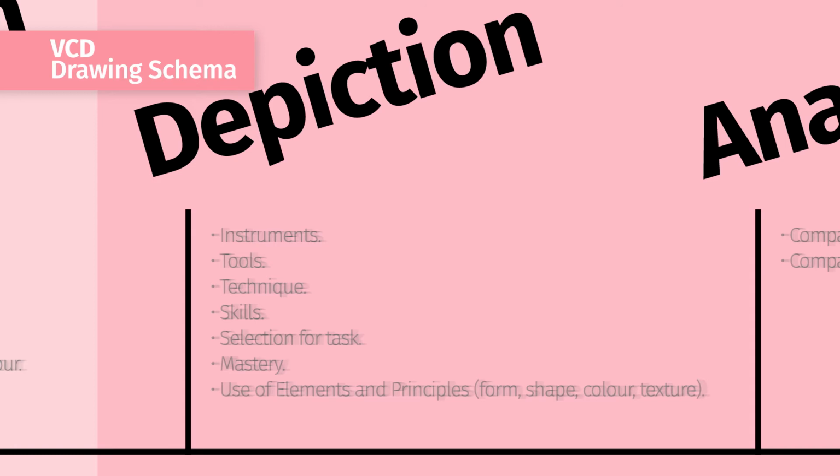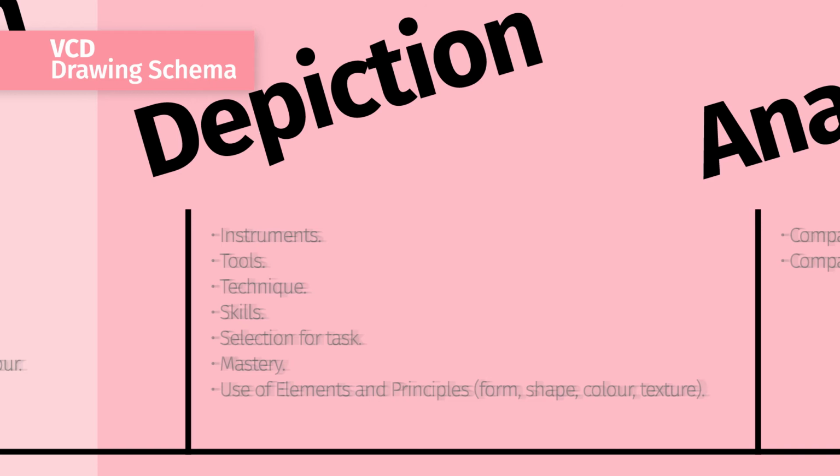So for instance, if you're doing observational drawings, then your instruments, tools and techniques would revolve around manual drawing tasks, shading, using pencils, using charcoal, using paint, and that's just one example. So this is certainly the richest point within this schema model, and one which needs to be explored a bit further.